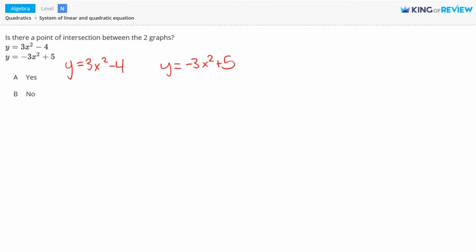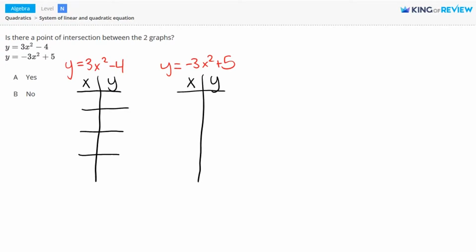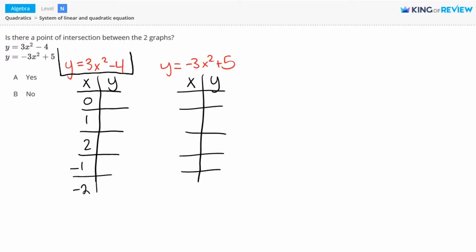The next step is to make a table of values for each of these equations. The table of values will give us points to plot on the coordinate plane. You can choose whichever x values that you want to plug into the equation, but I'm going to choose 0, 1, 2, negative 1, and negative 2. I'm going to plug these x values into this equation.